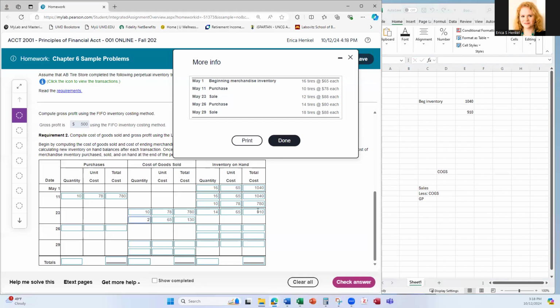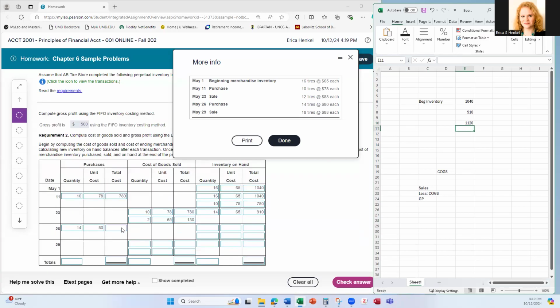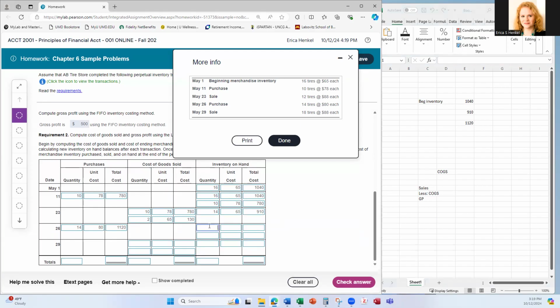All right, and now we've got another purchase. This purchase here, 14 tires, $80 each, that's $1,120. Now we're going to put these in again, and we keep these in age order, so that we can always tell the ones on the bottom are the newest things purchased. So we had 14 at 65 left over from before. Now we're adding 14 at 80 that we just purchased.